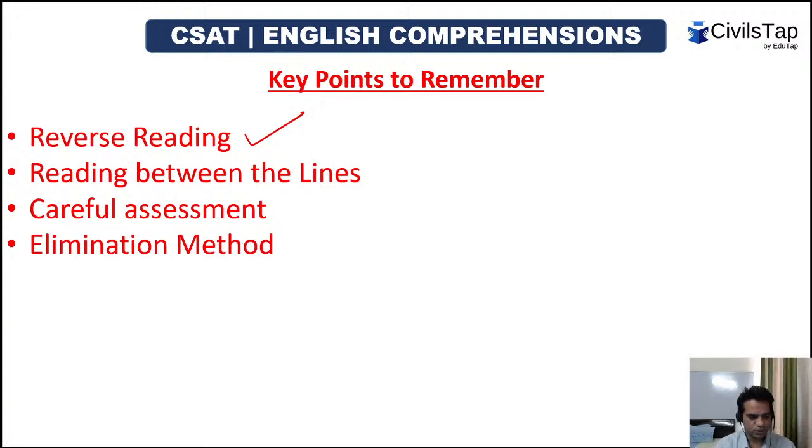Very good, Anshika. Reading questions before the passage. Very good. First question, then passage is reverse reading. Very good, Chandan. Don't know about reverse reading means. Okay, Sora. Very good, Anshika and Chandan.